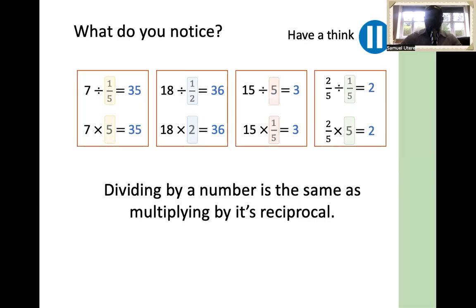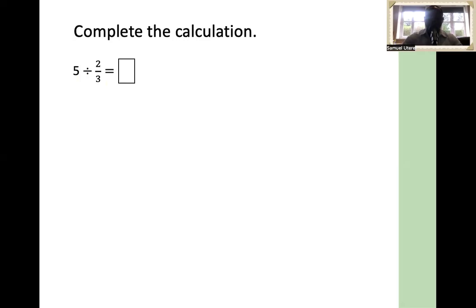I'm sure you recall from our previous lesson this concept which we learned, that dividing by a number is the same as multiplying by its reciprocal. And dividing by a fraction is the same as multiplying by its reciprocal. If we apply that knowledge which we learned in our previous lesson, then 5 divided by 2/3 can be written as 5 times 3 over 2. Why? Because the reciprocal of 2 over 3 is 3 over 2. So our calculation becomes this.